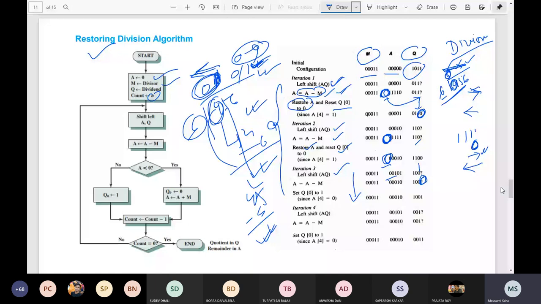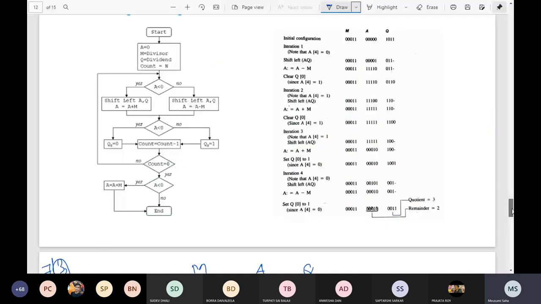From the name you can understand that it does not require any restore operation. Only whenever you have a negative number, at that moment you do the addition operation, and otherwise, if you have a positive number, just do the subtraction. Depending on your result, you can set Q0 equals to 0 or Q0 equals to 1, same as your restoring algorithm, okay?